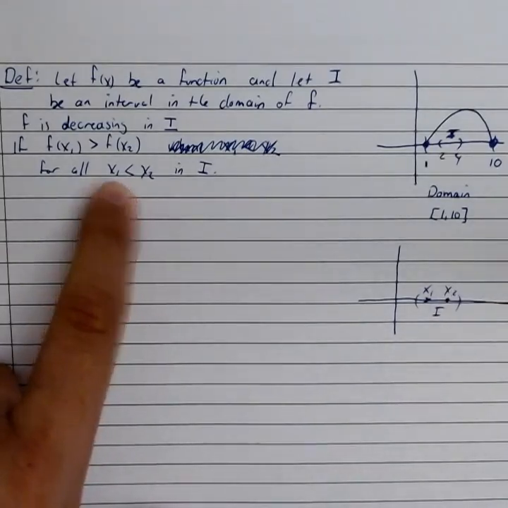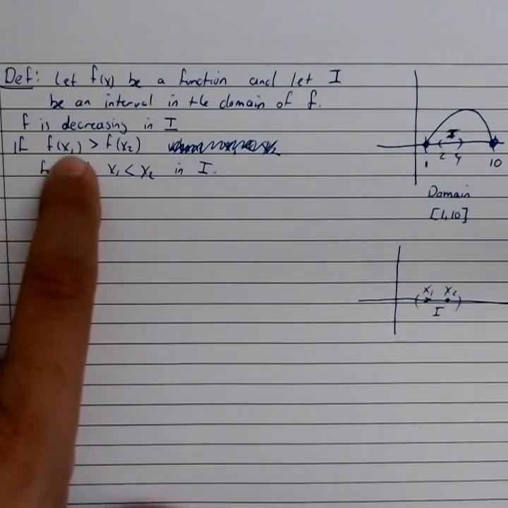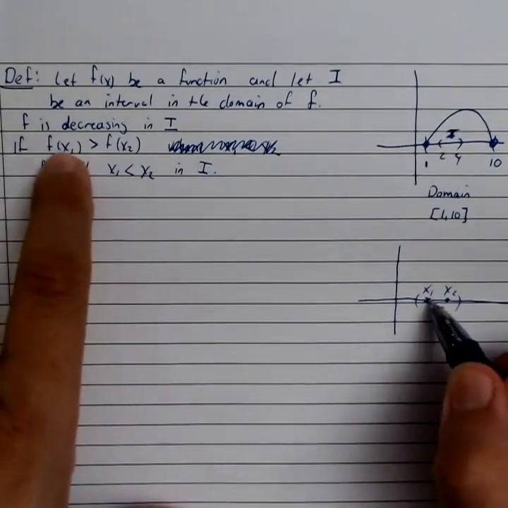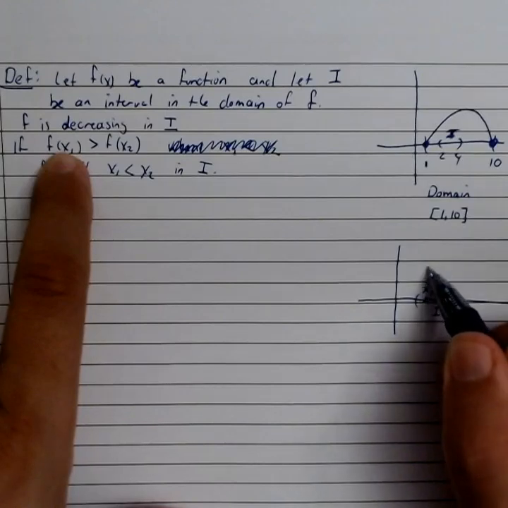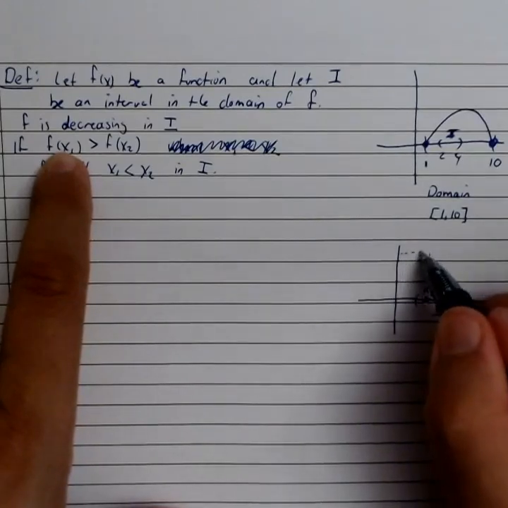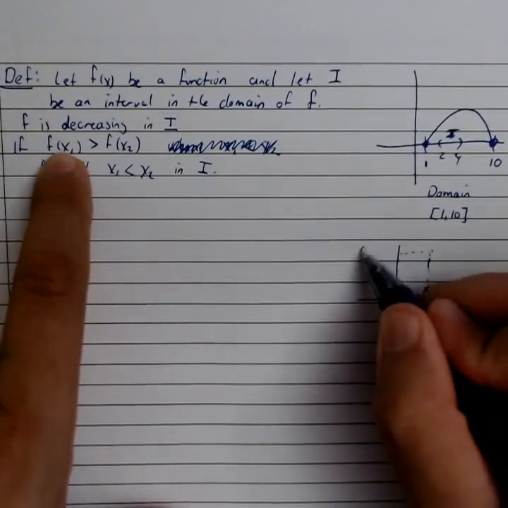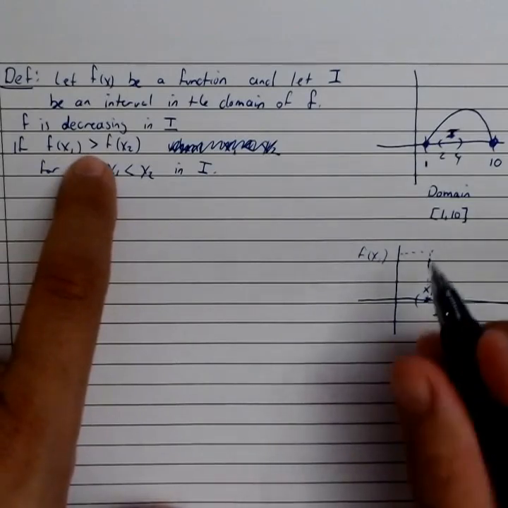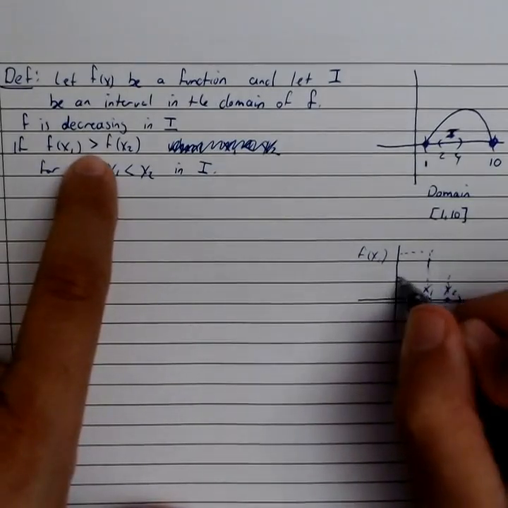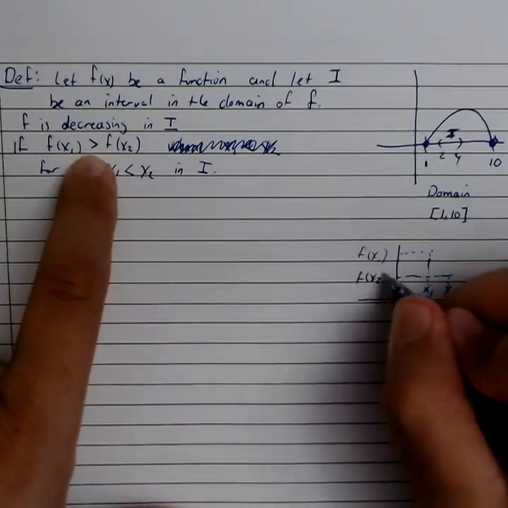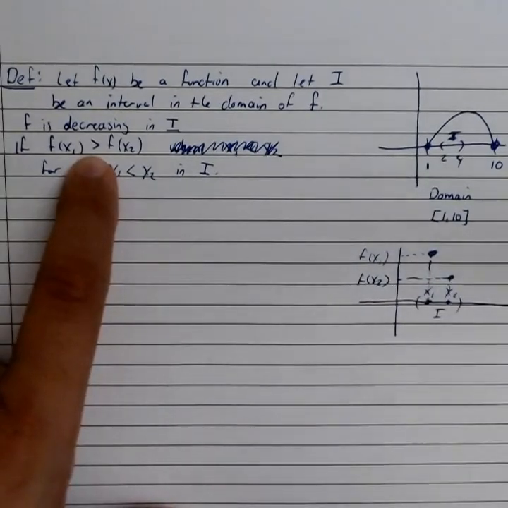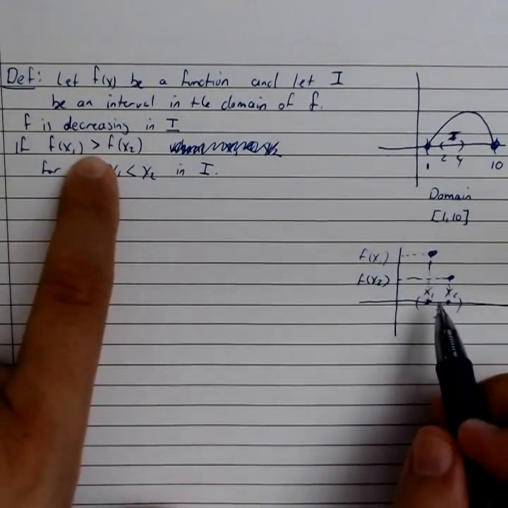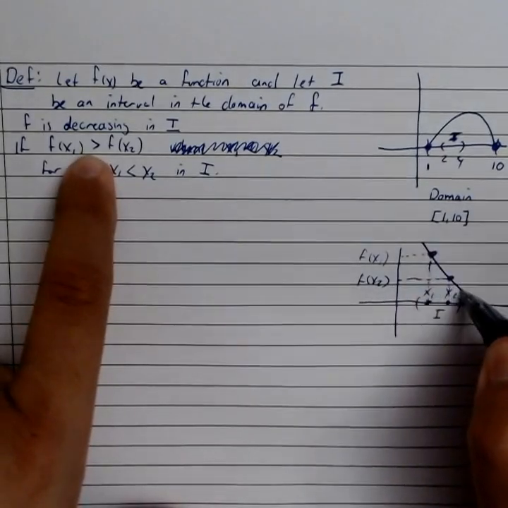All right, now, f of x1, remember what that means. That's the y value. So if you take this and plug it into your function, you're going to get some y value up here. So if this is x1, plug it in, and up here you have f of x1, your y value. Now, if f of x1 is greater than, or in other words, higher than what you get when you plug in x2, so this would be f of x2, if this point is higher than this point, and if that's always the case for every point in I, for every point in this region, then the function is said to be decreasing.